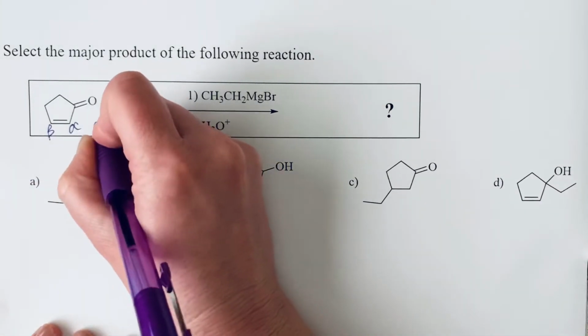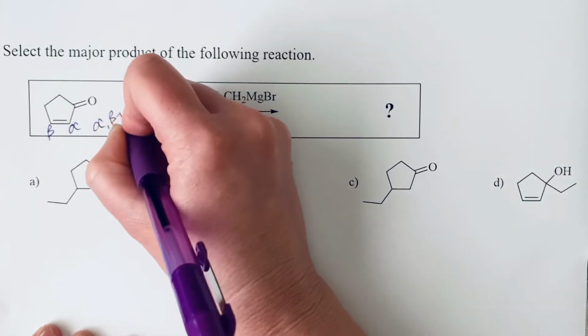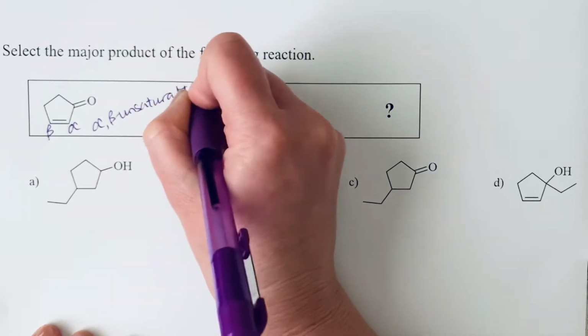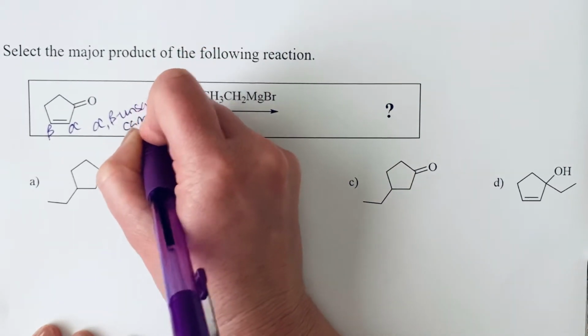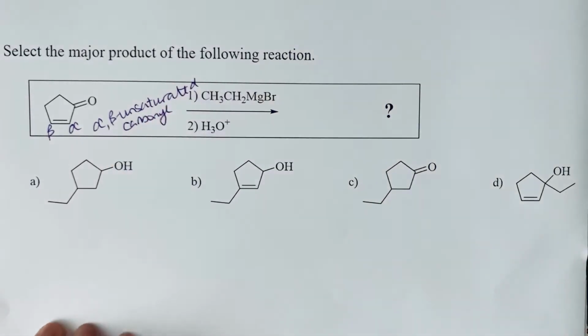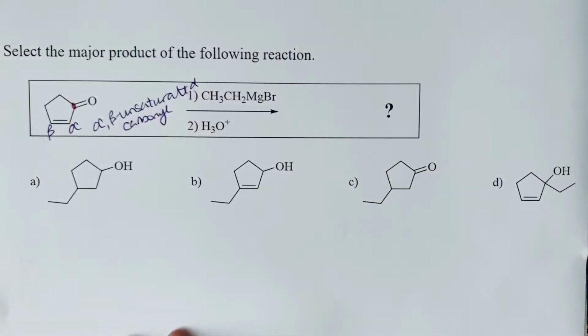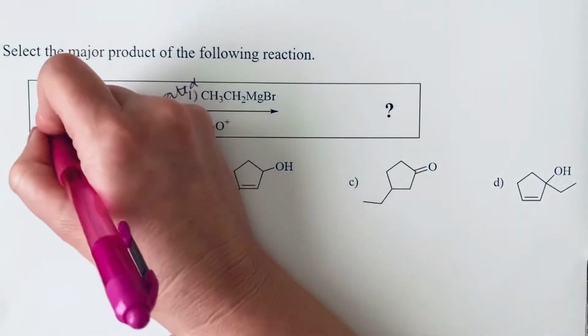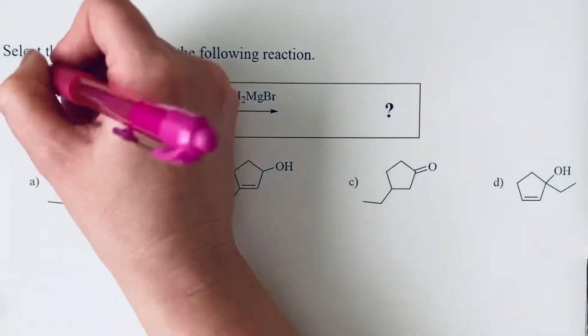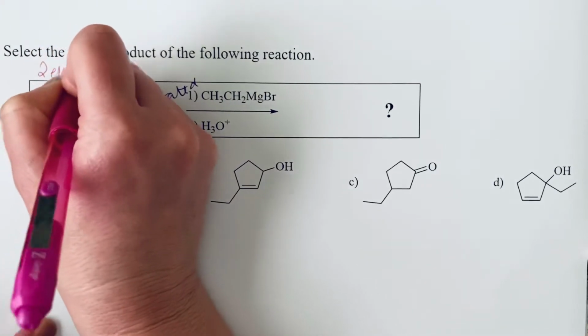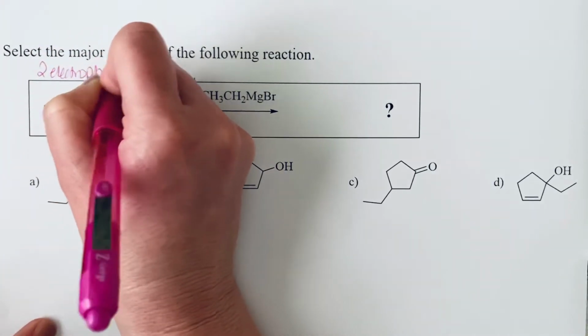So we call this an alpha beta unsaturated carbonyl. Specifically a ketone in this case. And so with these, we have two electrophilic sites. So we have an electrophilic site at the carbonyl carbon and an electrophilic site at the beta carbon. So we have two electrophilic sites.